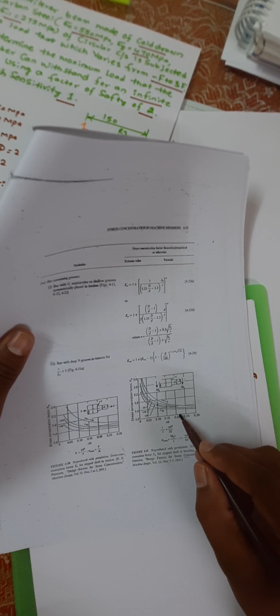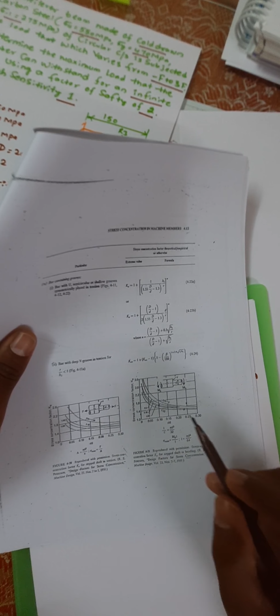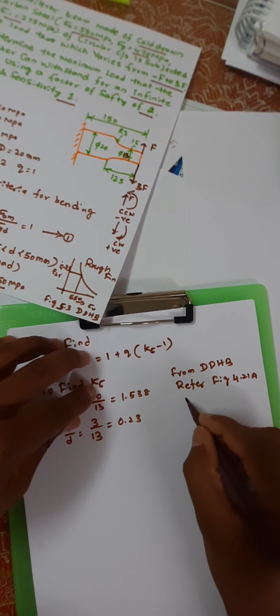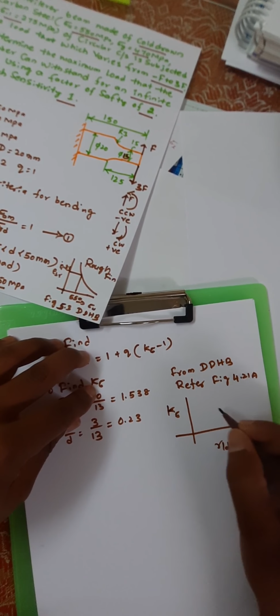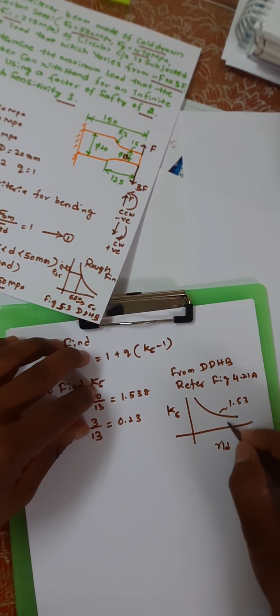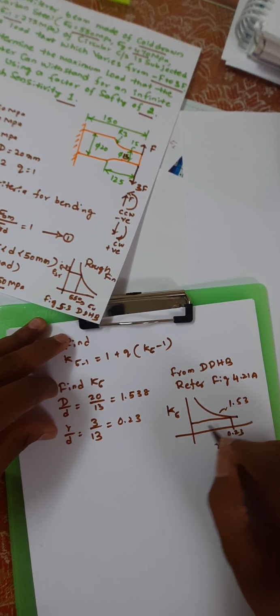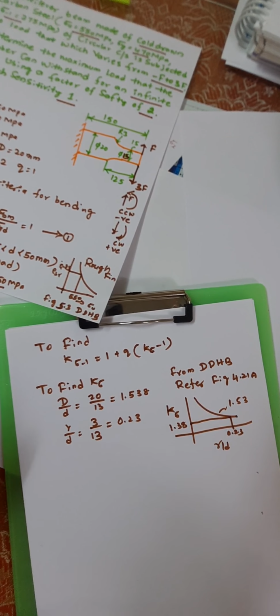r by d we will get 0.23. Now you can see 0.20, and somewhere here we will get 0.23. You draw one line like this and one more line like this. Somewhere here we will get the value called k sigma. Capital D by d is 1.53, and somewhere here we get 0.23. You draw one line like this and one more line like this, and somewhere here we will get around 1.38. This is the procedure to find the stress concentration.